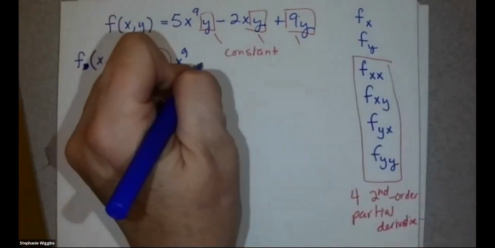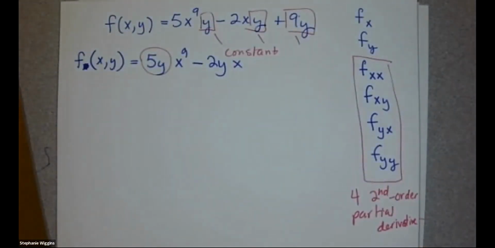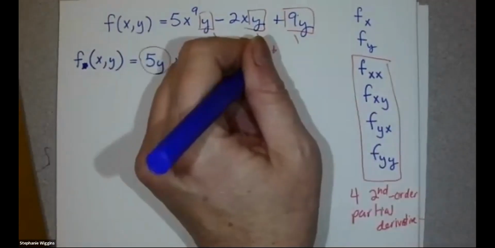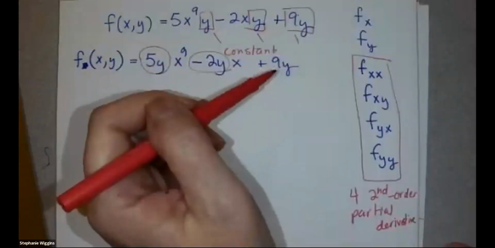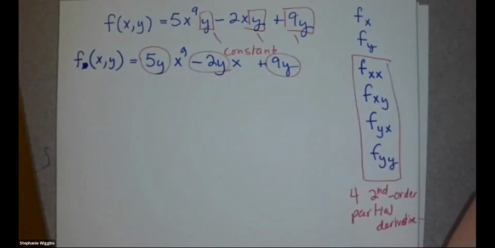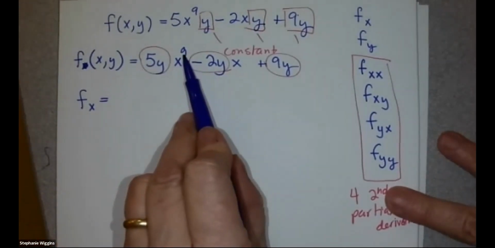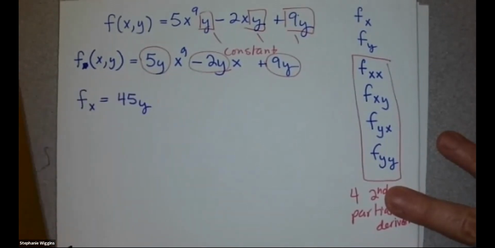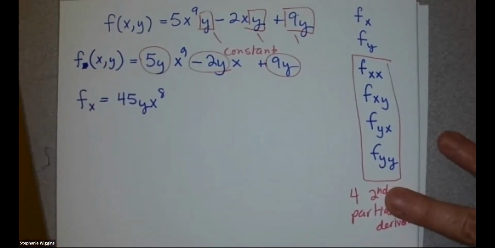Then I have minus 2y times x, and this gets treated as a constant, and then, of course, 9y, the whole thing is a constant. When I differentiate this last one, that's going to go to 0 because I'm differentiating with respect to x. So here we have f_x equal to, well, I take the 9, multiply by 5y, that becomes 45y, and I subtract 1 from the 9 to get x to the 8th.